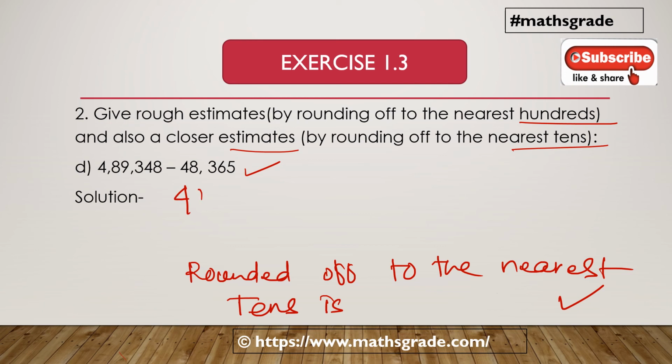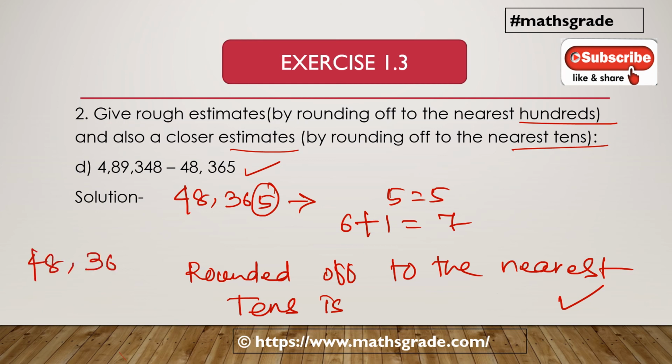Now 48,365 rounded to the nearest 10. In 48,365 the unit place digit is 5. 5 is equal to 5. So just add 1 to the tens place digit, that is 6 plus 1 is 7. And write down 0 in the unit place digit. So 5 changes to 0. So 48,365 rounded off to the nearest 10 will be 48,370.